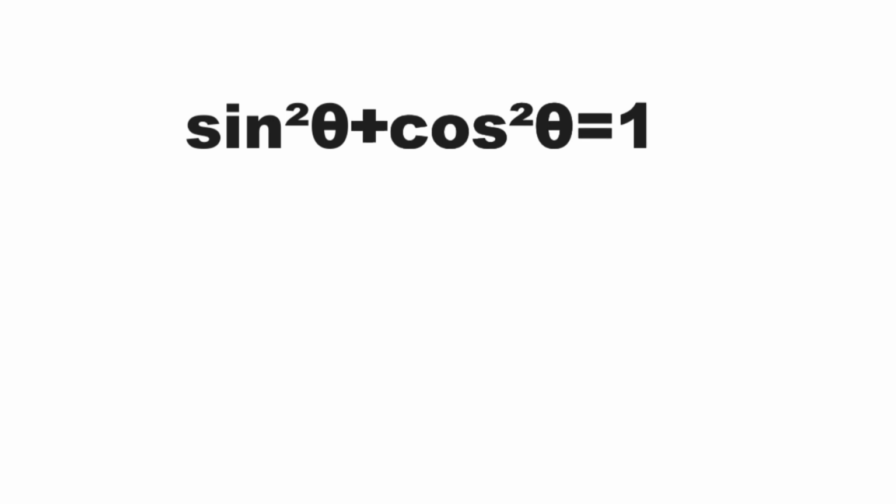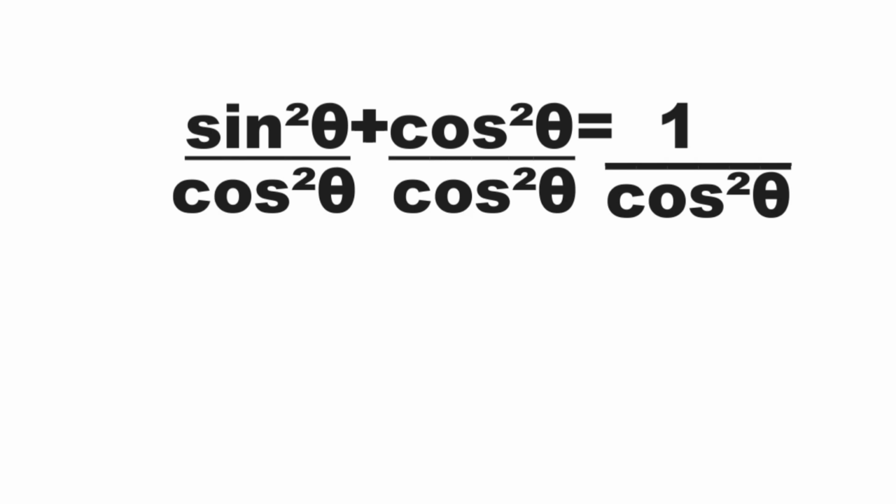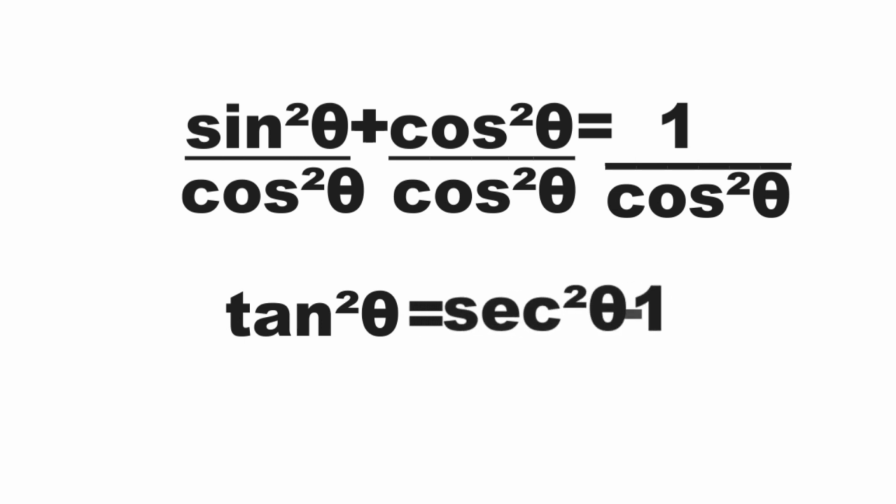From this we can divide each term of both sides of the equation by cosine squared theta. Sine squared theta over cosine squared theta is tangent squared theta, and cosine squared theta over cosine squared theta is equal to 1, and 1 over cosine squared theta is equal to secant squared theta, so we now obtain the next Pythagorean identity as tangent squared theta plus 1 is equal to secant squared theta. Transposing 1 to the right side, we have tangent squared theta is equal to secant squared theta minus 1.